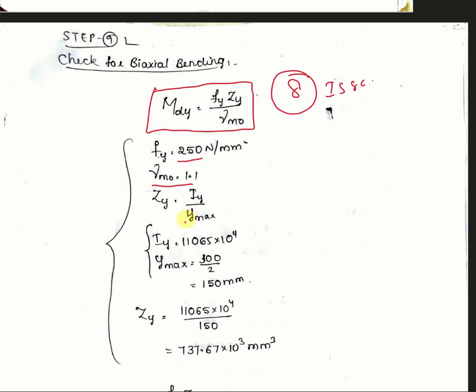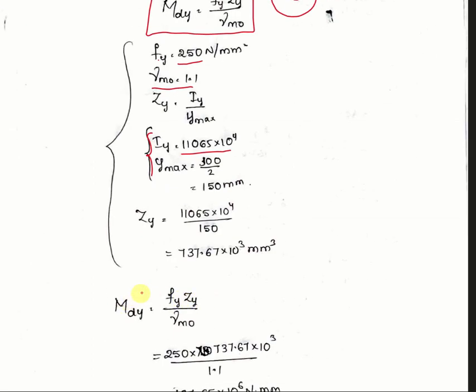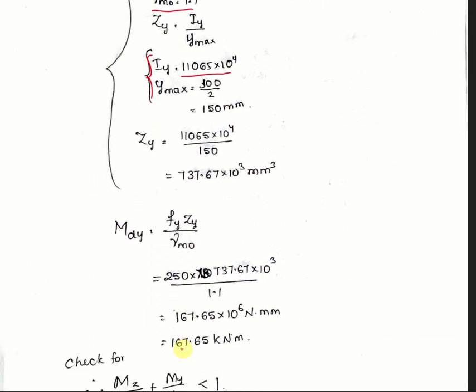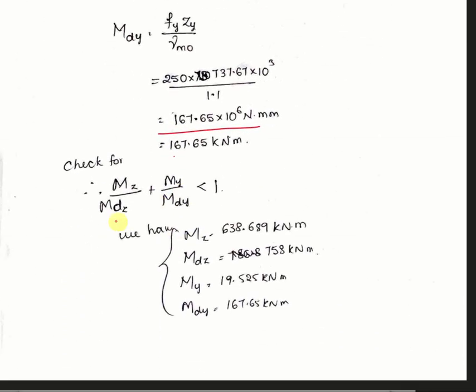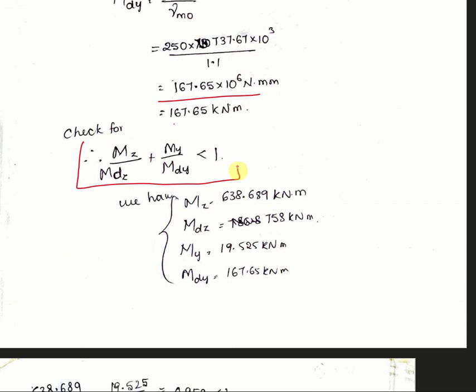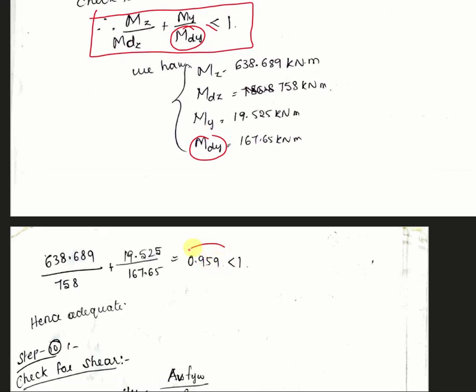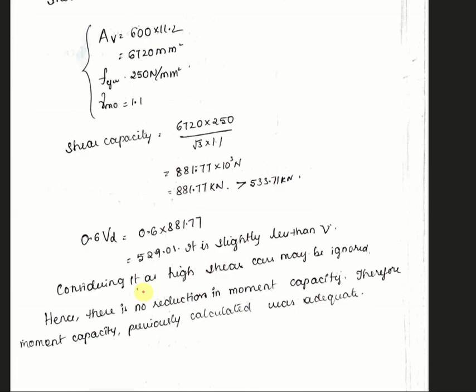Zy is Iy by y max. Iy we have this value. Y max is this 115 mm. So upon substituting all the values, you will be getting the maximum design moment as 167.65. Now we have to check for this. We have already done it, but the moment MDY only changes here. Upon substituting, we have to make sure that it is less than 1. We are getting it as 0.959. It is less than 1, so it is adequate.